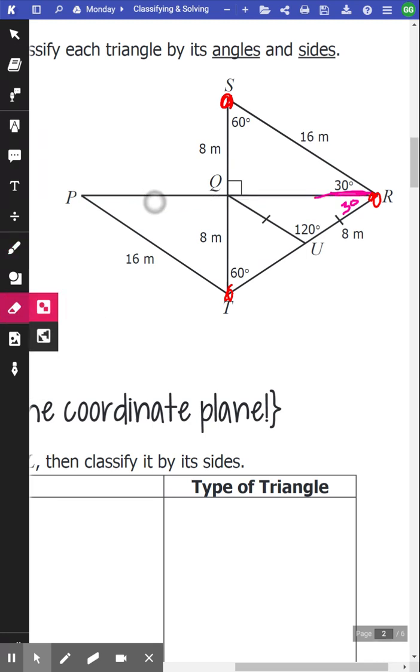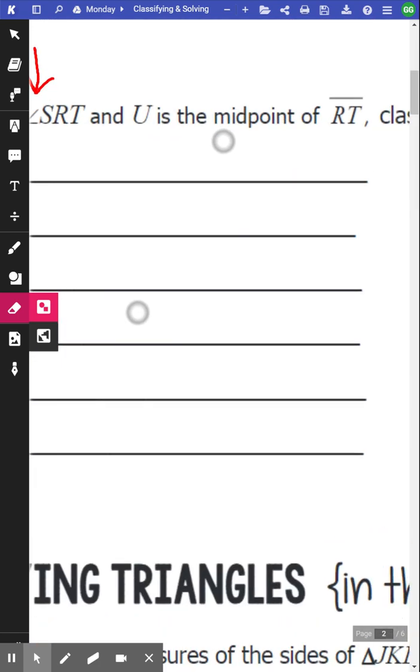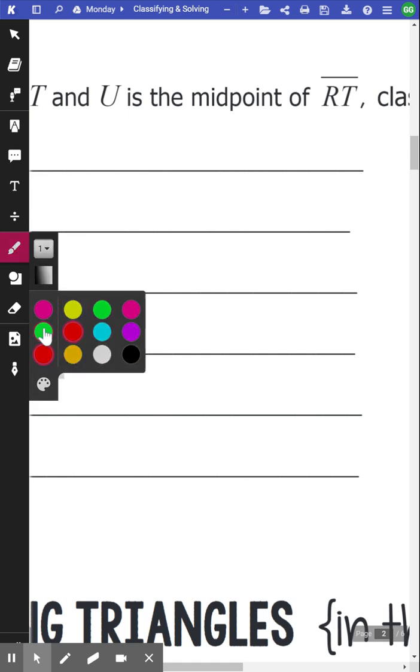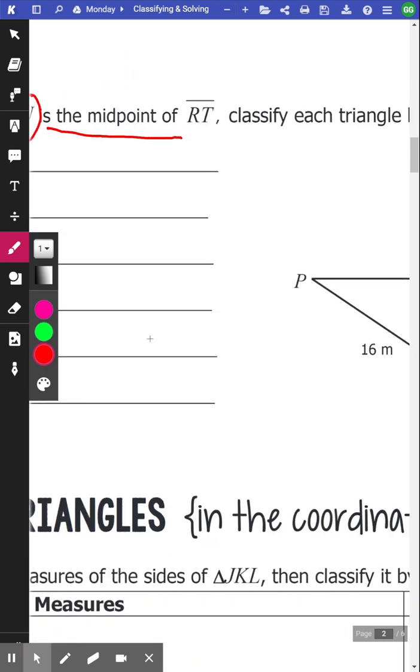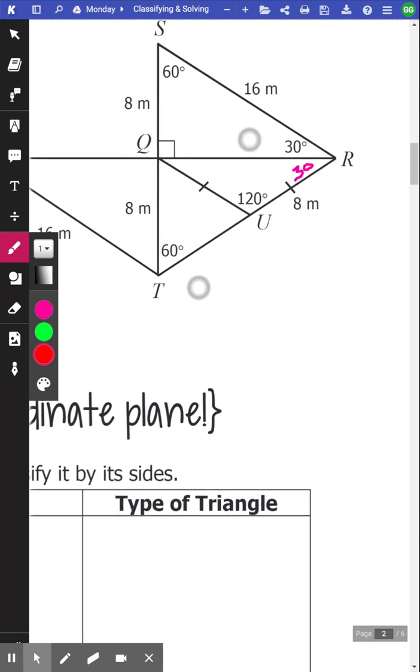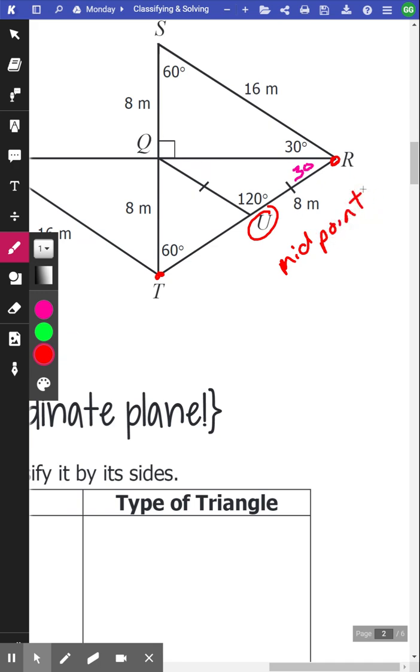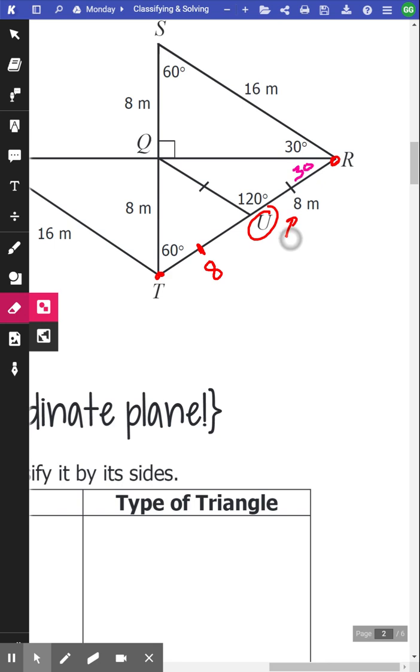Now, let's look at the rest. It says U is the midpoint of RT. So here we have R, here we have T. U is the midpoint. If it is the midpoint, that means that it cuts RT in half, perfect, exact pieces. So that's 8. This has to be 8. Please do this as you're working out the problem so you understand what you're working with and the information becomes clearer as you go to answer your question.